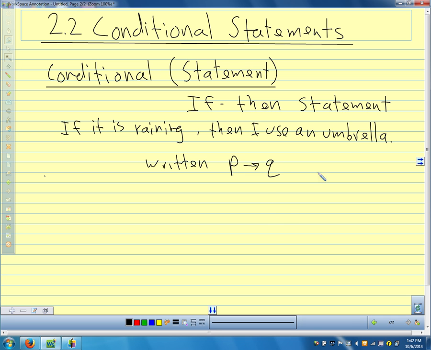And we read this: if P, then Q, where P is some statement, some phrase, and Q is some other phrase, some other thing that we're interested in. Or we could also read this as P implies Q. Those two mean the same thing. If P then Q and P implies Q mean the same thing.